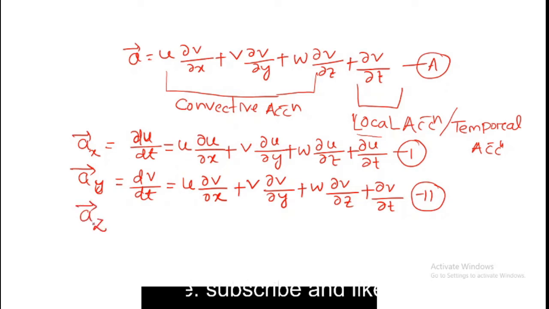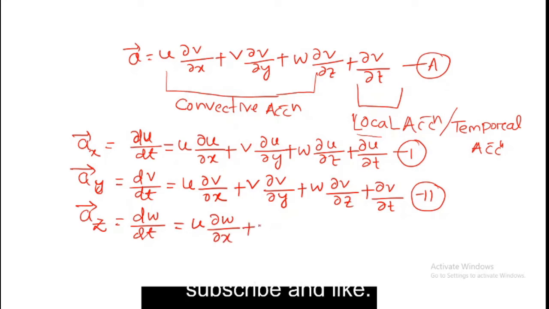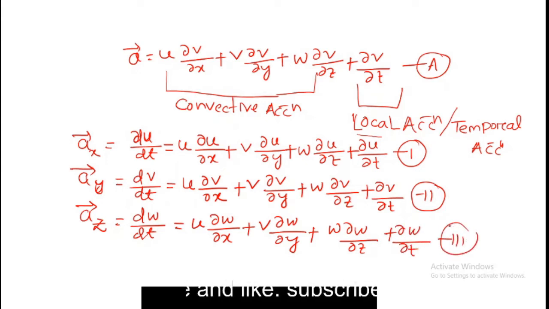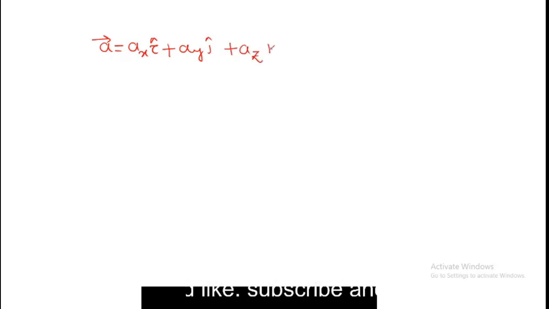If I want to find out acceleration in z direction, that is dw by dt. So this is u into dw by dx plus v into dw by dy plus w dw by dz plus dw by dt. So these are the three components of the acceleration in x, y and z direction. The acceleration field we can write in vector form: ax i cap plus ay j cap plus az k cap. This is the acceleration form.